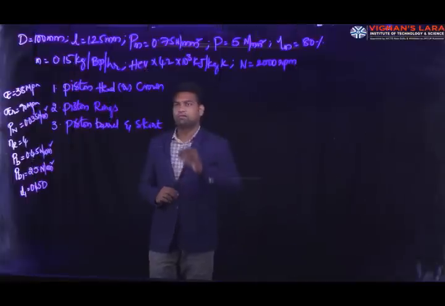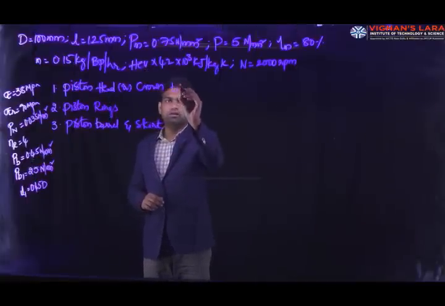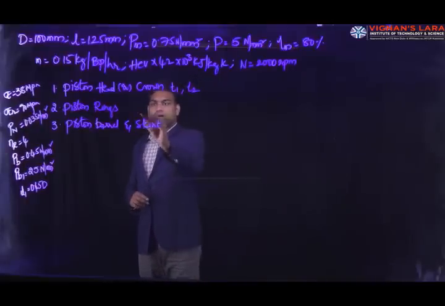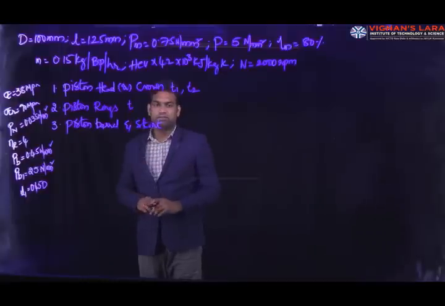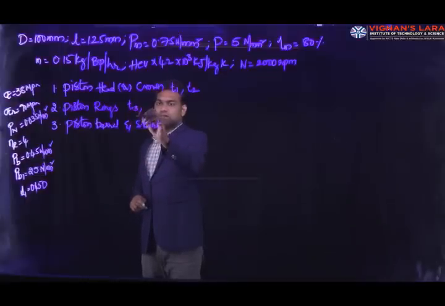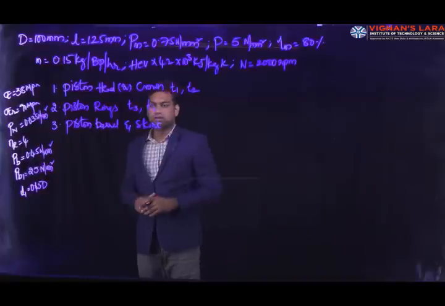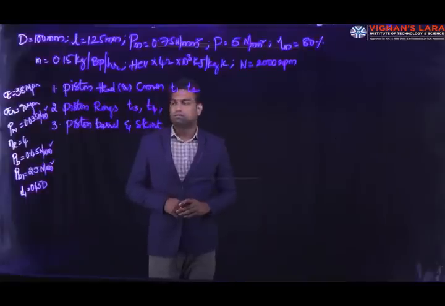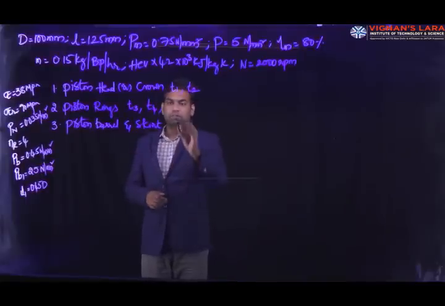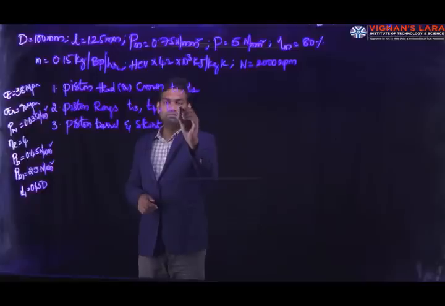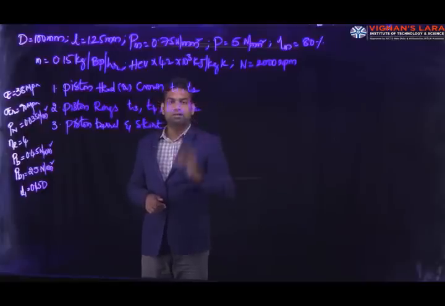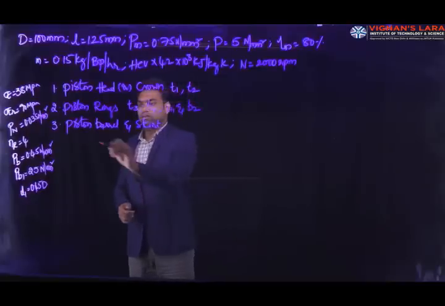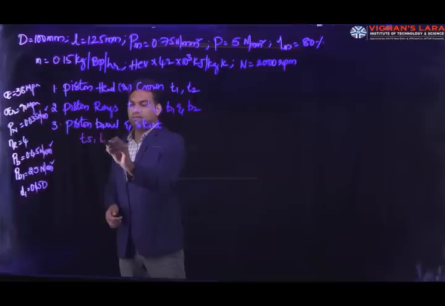So after finding out the thickness of piston head or crown T1 and the thickness of ribs T2, you need to calculate the dimensions of piston rings, that is the radial thickness of piston rings T3 and the axial thickness of piston rings T4. Along with that, you also need to determine the width of top land B1, the width of other ringlands B2, the gap between the free ends of the rings, and the thickness of piston barrel T5 and T6.